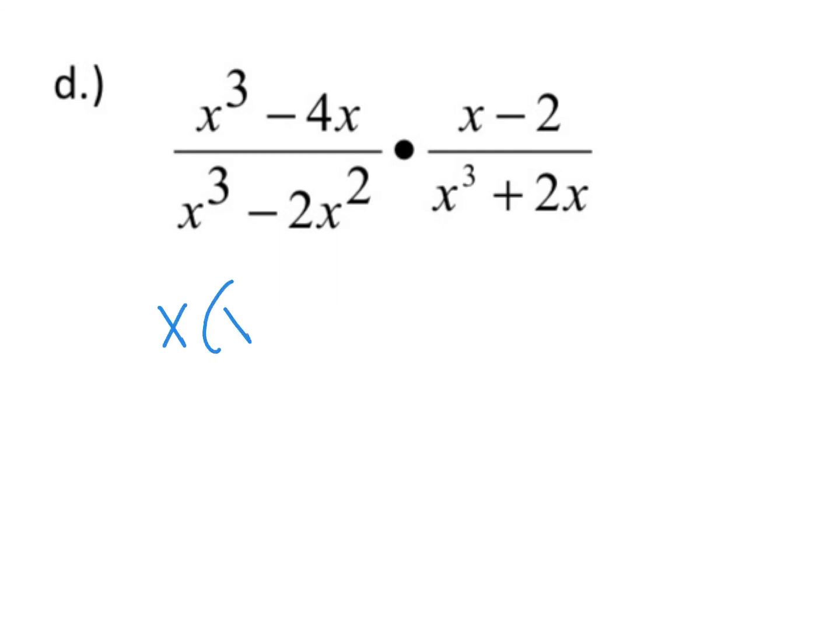Oh man, the numerator factors twice on this one. Oh my god, wait. Because x squared minus 4 goes again. Boom.